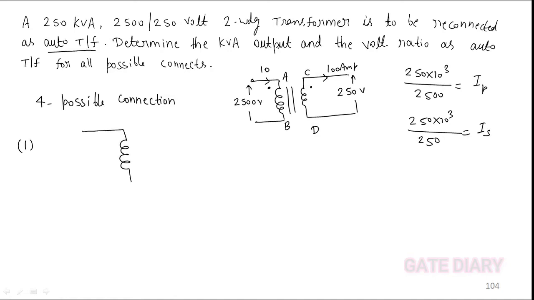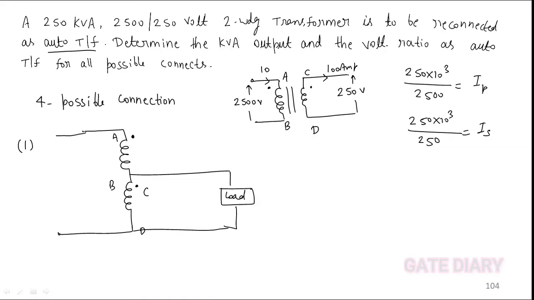So, number one possible connection of auto transformer, you can connect in this fashion. This is AB winding, dot is here, A. Similarly, here you can connect winding C and D, dot is here. This is C and D. This is your primary and this is your secondary. You can connect your load here.